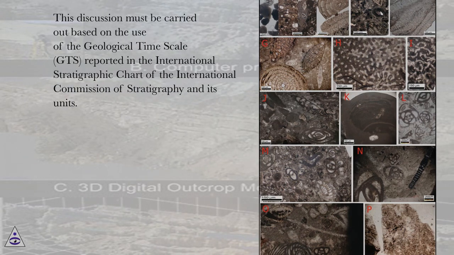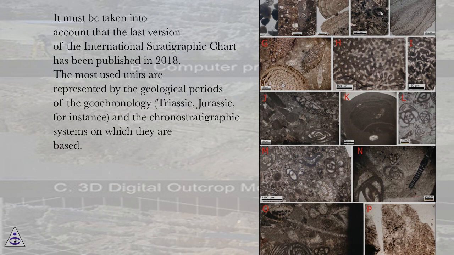This discussion must be carried out based on the use of the geological time scale, GTS, reported in the International Stratigraphic Chart of the International Commission of Stratigraphy and its units. It must be taken into account that the last version of the International Stratigraphic Chart has been published in 2018. The most used units are represented by the geological periods of the geochronology, Triassic, Jurassic, for instance, and the chronostratigraphic systems on which they are based.